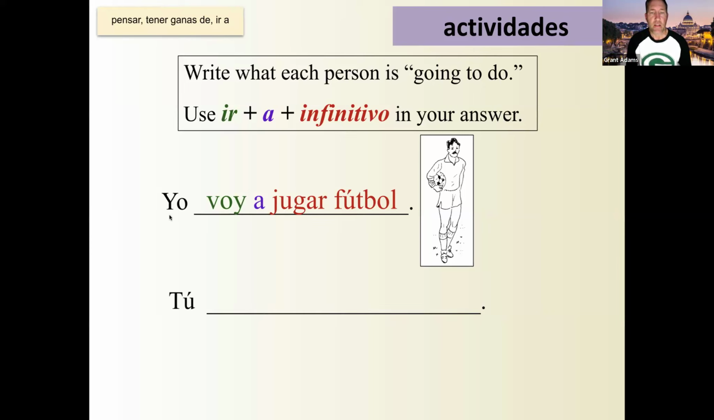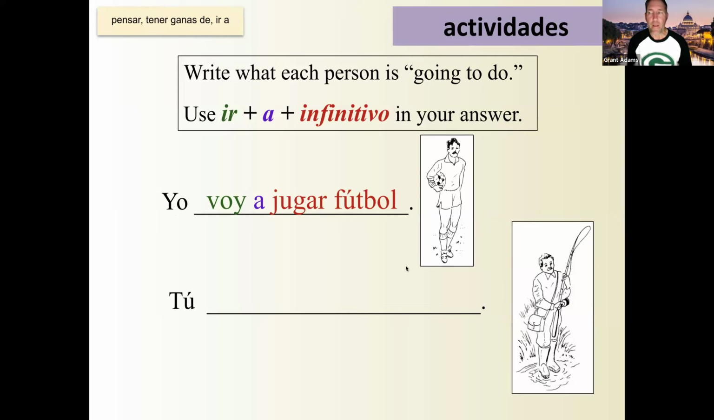Número dos. Let's see here. Tenemos ir de pesca. If you knew that that verb was ir de pesca, how would you write out a sentence with you are going to go fishing? It's confusing because I have ir a second time. How do you do that? You are going to go fishing? ¿Cómo se dice you are going to go fishing? ¿Cuál es la respuesta correcta?